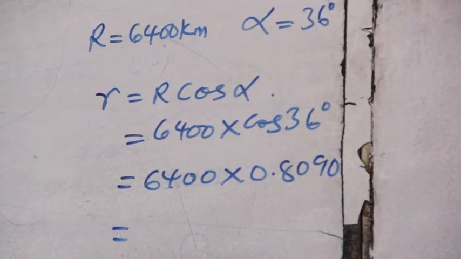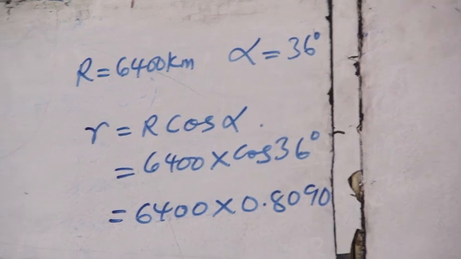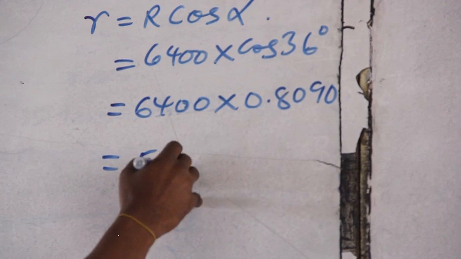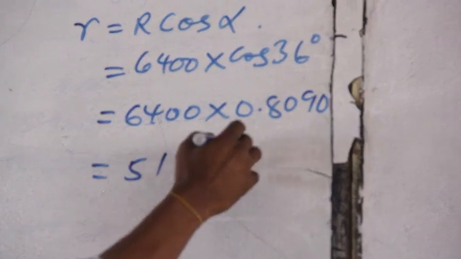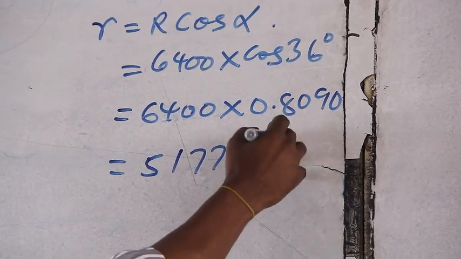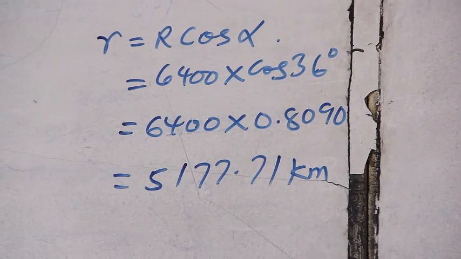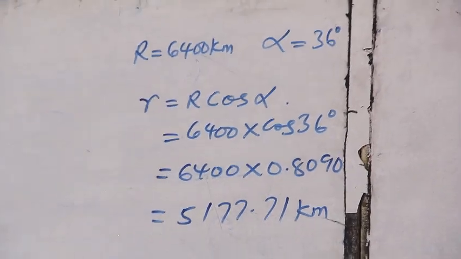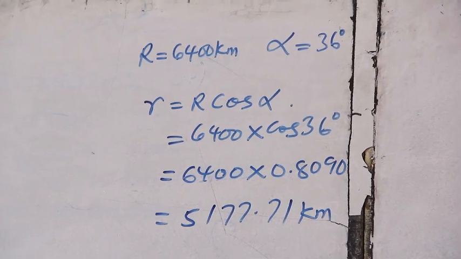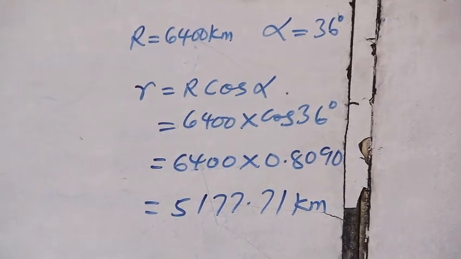0.8090. Please multiply 6,400 by 0.8090. That is 5,177.71 kilometers. That unit is very important. Please, if you fail to put that unit, that is minus 1, because this is a mensuration question. You must put that unit, kilometer.